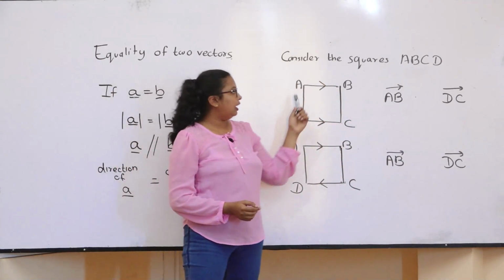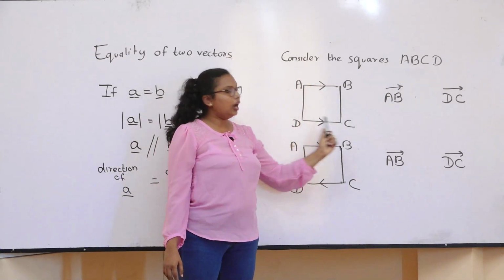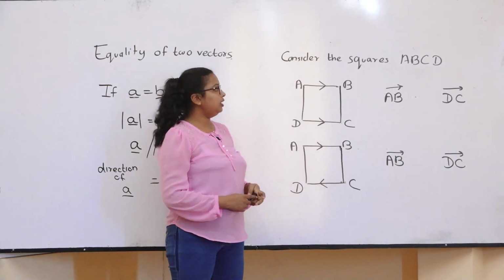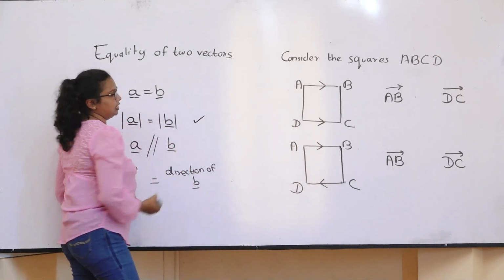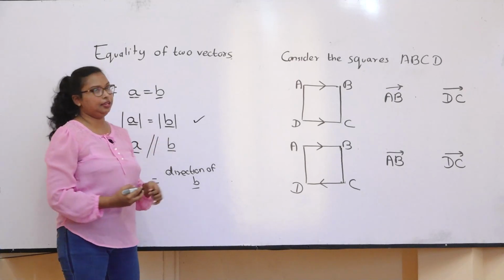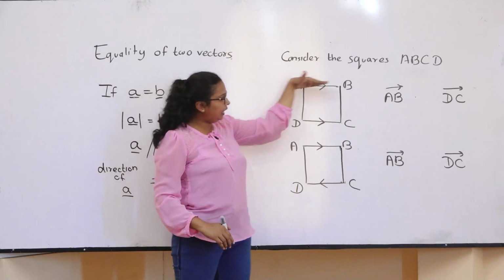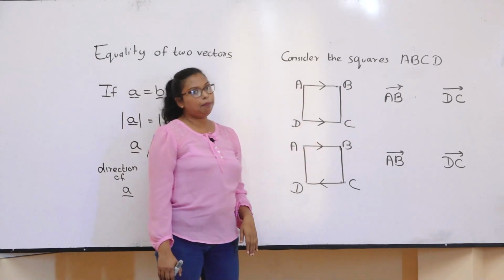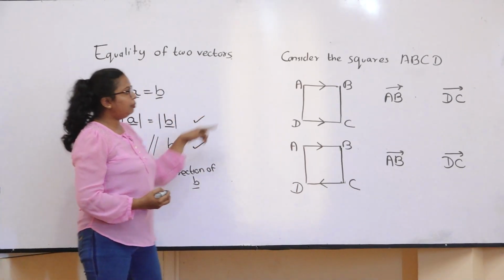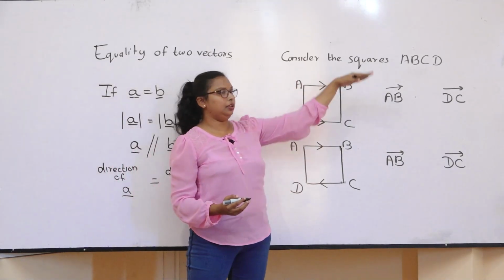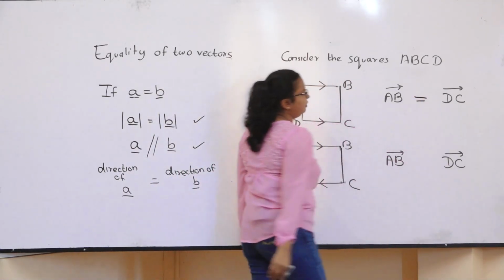Let's observe. As they are squares, you all know that the lengths are equal, opposite sides are equal. Therefore, magnitude of AB and magnitude of DC are the same. So, this condition is satisfied. Now let's see whether they are parallel. Vector AB and vector DC, yes, they are parallel. So, the second condition is also satisfied. What about the direction? Directions are the same. A to B, B to C, the same direction. Therefore, we can tell that the vectors are equal.